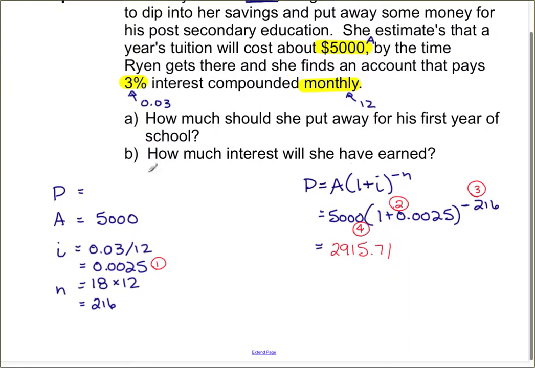Okay. Now it says how much interest will she have earned. So this was part A. Part B says how much interest will she have earned? Well, to find interest, we always take what the bank gave us, which is our amount. So our amount here was $5,000. And we're going to subtract off what I invested. And what you invested is the principal, which in this case is 2915.71.